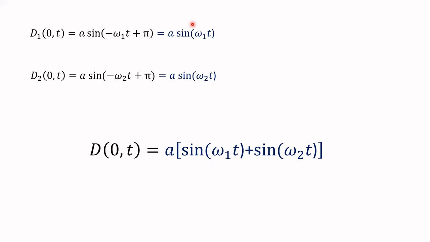Well, we're interested in the total displacement right in front of the speakers. So it's just like what we did for interference in one dimension, where we had two waves of equal frequency traveling in the same direction, and we looked at the interference between them. We're doing the same thing here, but now we're adding two waves of admittedly different frequencies. Omega 1 and omega 2 are not necessarily the same anymore. So how do we do this?